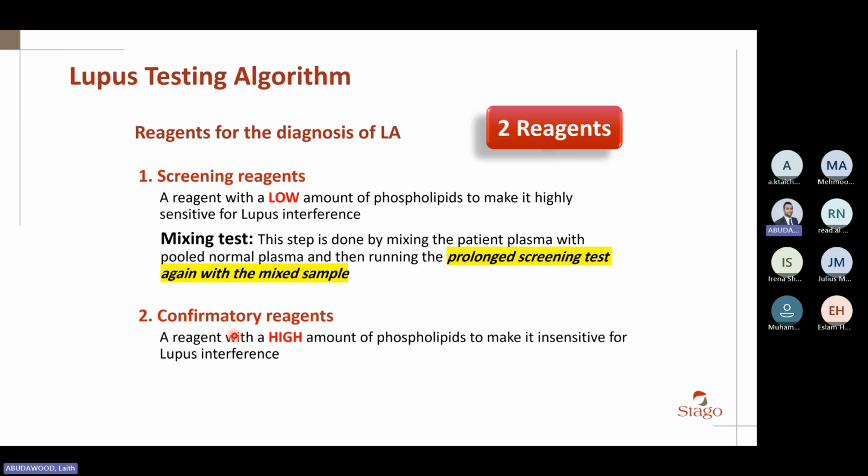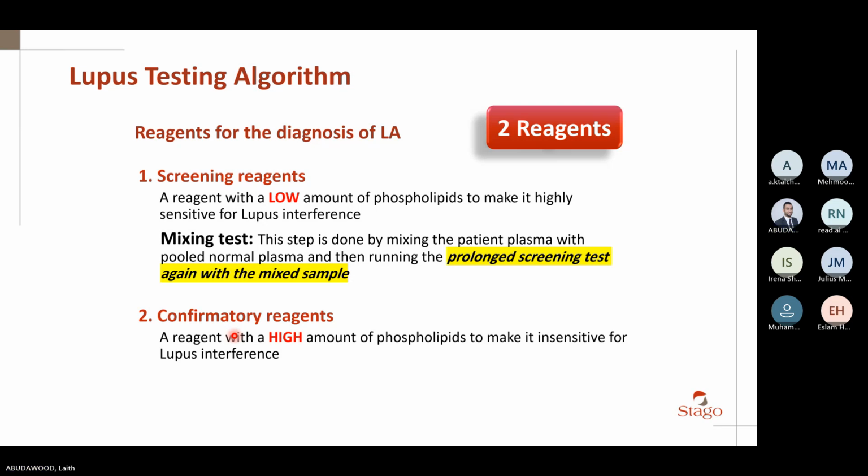This means even if I have lupus, my confirm reagent should give you a normal result. And this is the opposite of what customers think. Customers think that, oh, my confirm reagent must be prolonged to say the patient is lupus positive. That's absolutely incorrect. Actually, if your confirm reagent is prolonged, your result is inconclusive. You cannot say the patient has lupus.